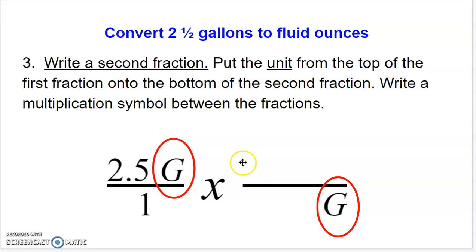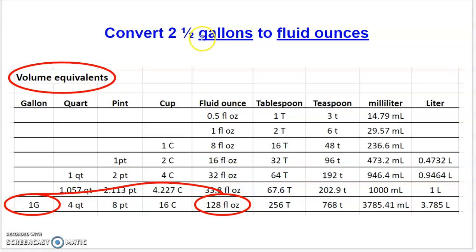Then I'm going to write a second fraction over here. I'm going to leave it blank for the moment, but the thing I'm going to do is put the unit from the top of this fraction, so gallons, down on the bottom of the next fraction. So this is a really fundamental idea in this way of doing conversions. So then I need to fill in this fraction. So remember, I'm going from gallons to fluid ounces.